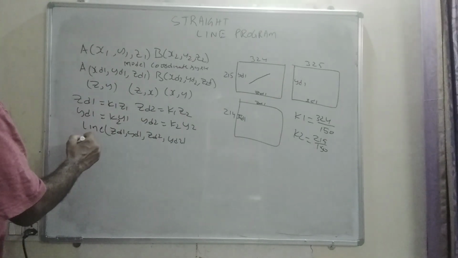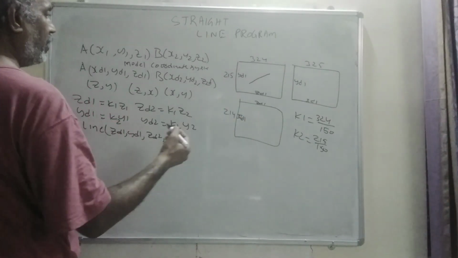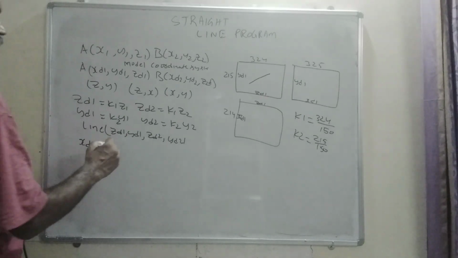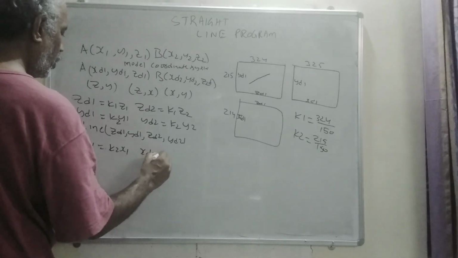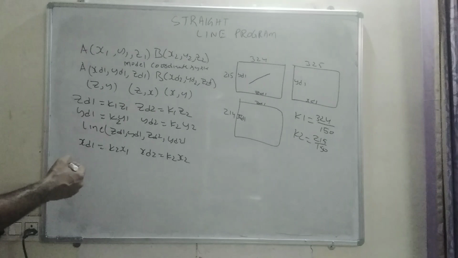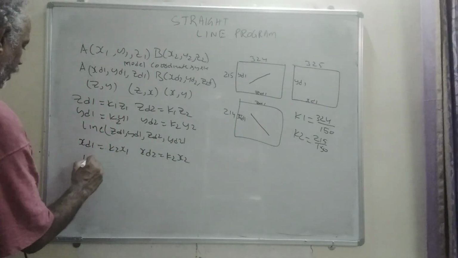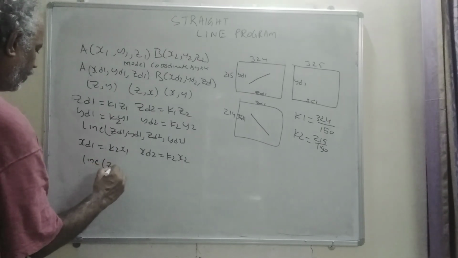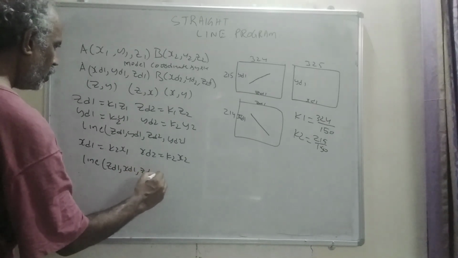Now for the top view, zd1 and xd1 you have to convert. So xd1 is equal to k2 into x1, and xd2 is equal to k2 into x2. Now we can execute another line from (zd1, xd1) to (zd2, xd2).